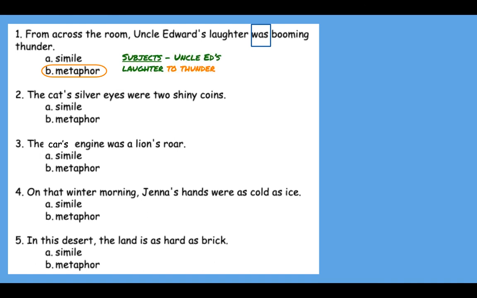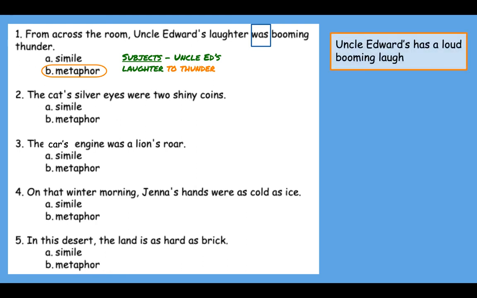So my subjects in this comparison are Uncle Ed's laughter and also thunder. When I think of thunder, I think of something that's loud. It's very imposing, it shakes the room kind of thing. So I'm going to infer that Uncle Edward has a loud booming laugh.